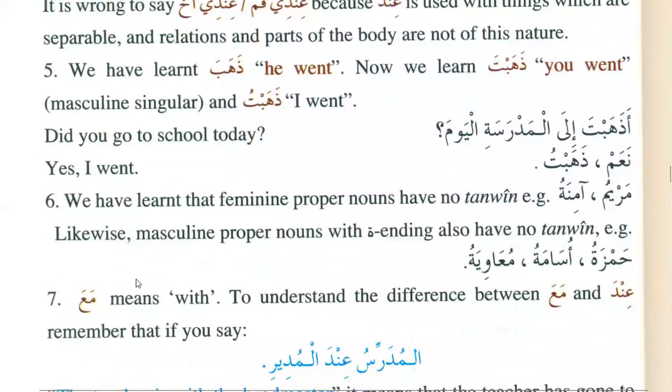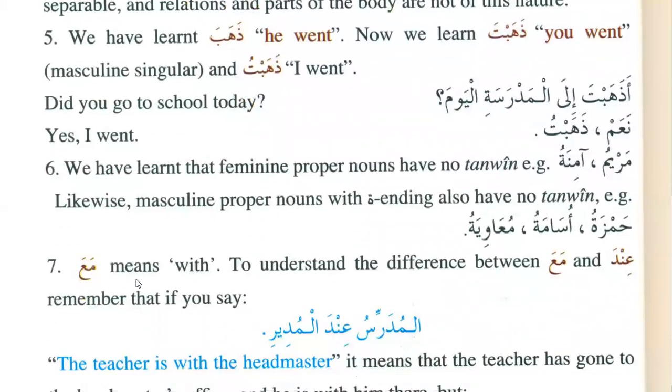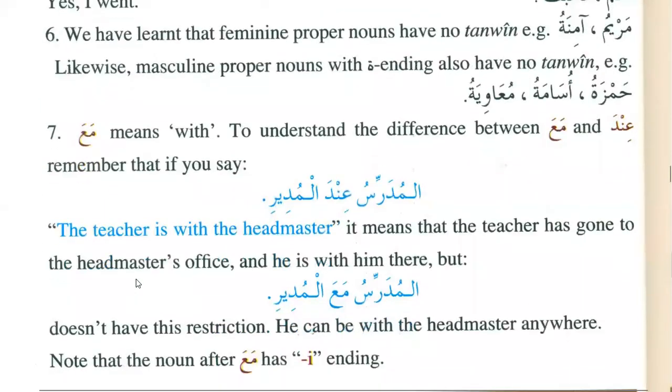We have learned that feminine proper nouns have no tanween. For example, Maryamu, Aminatu. Likewise, masculine proper nouns with ta marbuta ending also have no tanween. For example, Hamzatu, Usamatu, Muawiyatu. So for a masculine proper noun ending with ta marbuta, we cannot use tanween.